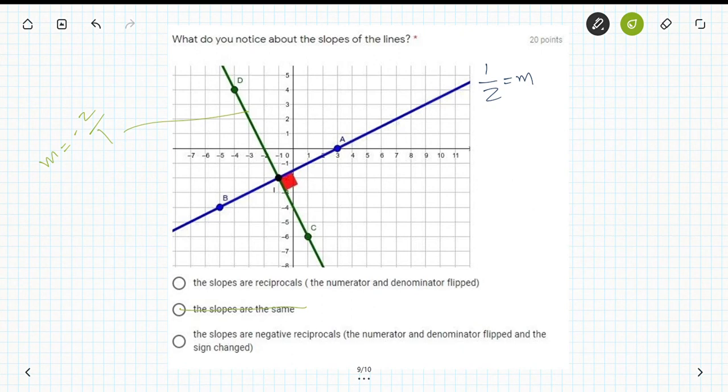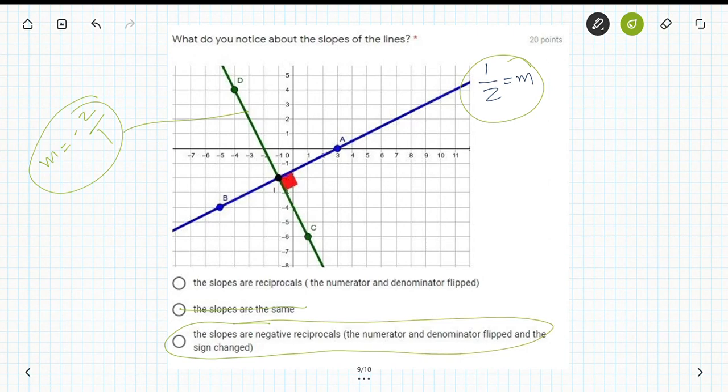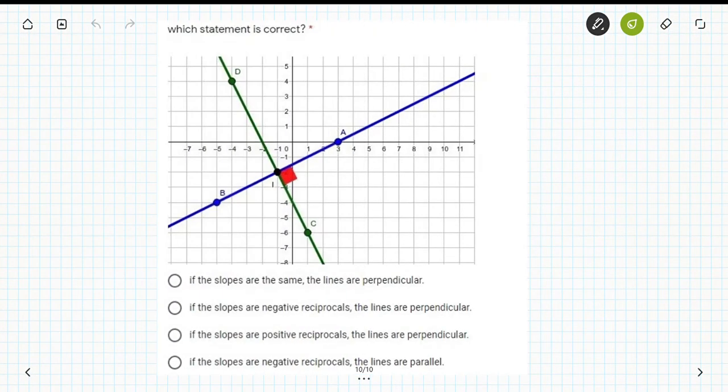And let's read the third. The slopes are negative reciprocals, which means the numerator and the denominator flipped and the sign changed. So, yes, they flipped and the sign changed, so that is what happened to the slopes. Okay? All right, let's go to the next question.